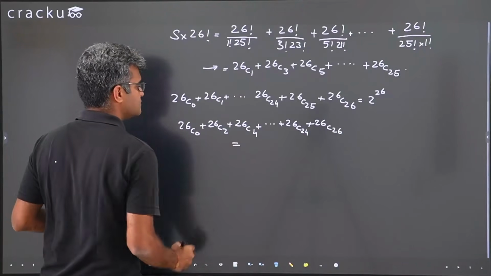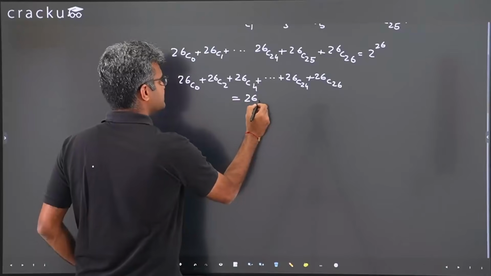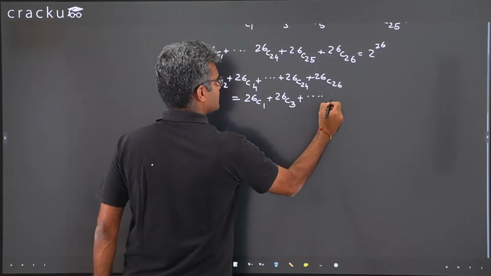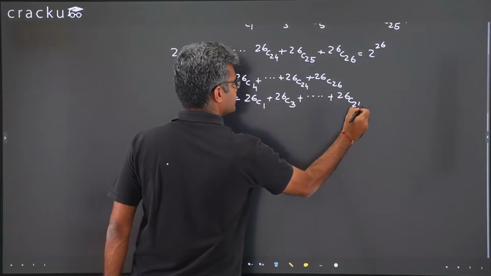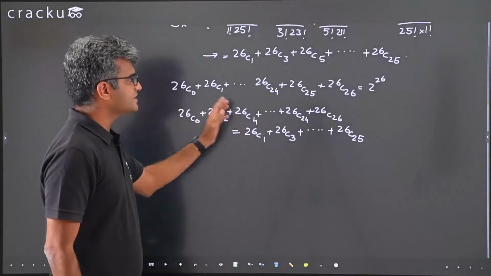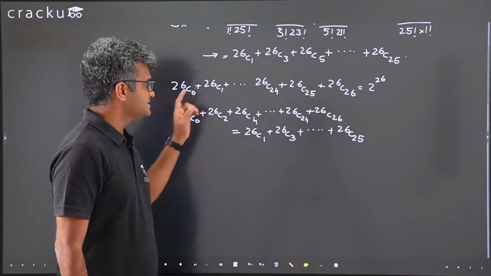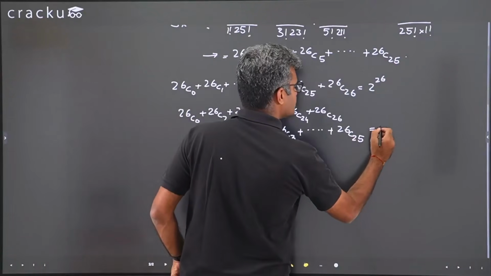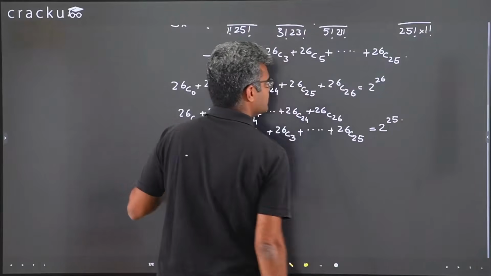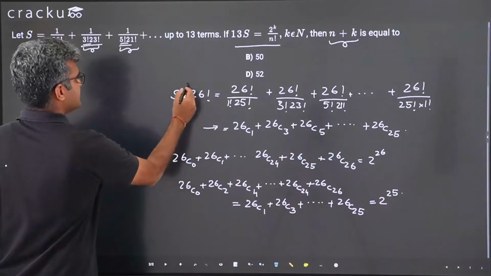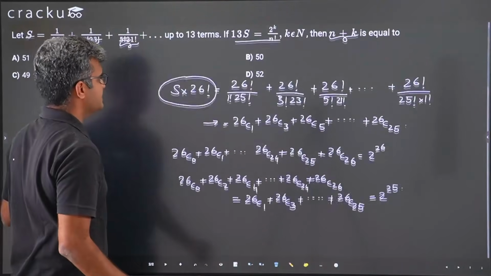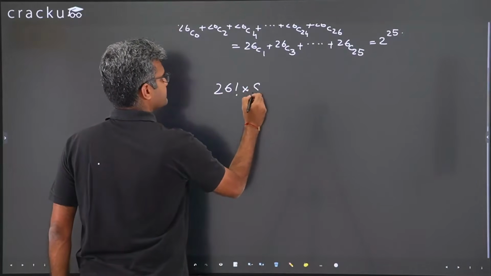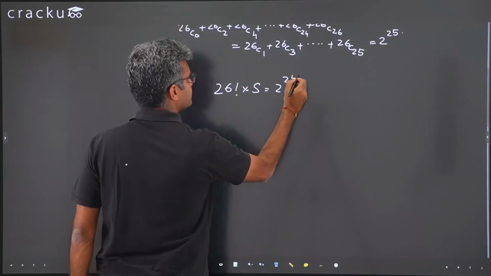This sum is equal to the sum of all the odd terms, which is 26c1 plus 26c3 plus dot dot dot plus 26c25. The sum of all the terms is equal to 2 to the power 26. The sum of odd terms, which is equal to the sum of even terms, will be equal to 2 to the power 25. So what we have over here is 26 factorial into s is equal to 2 to the power 25.